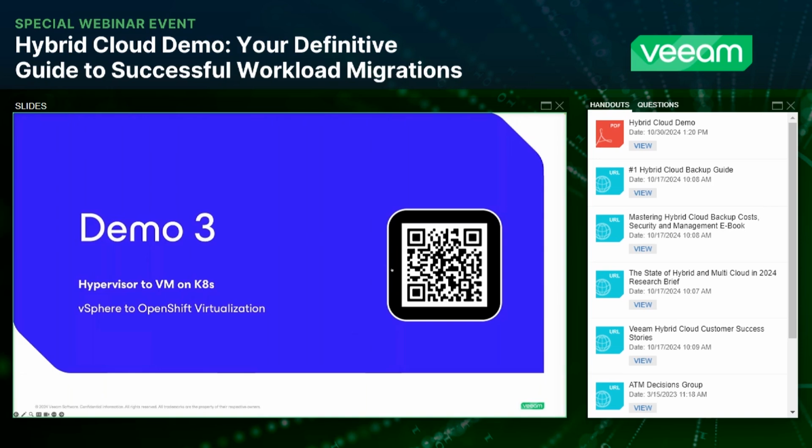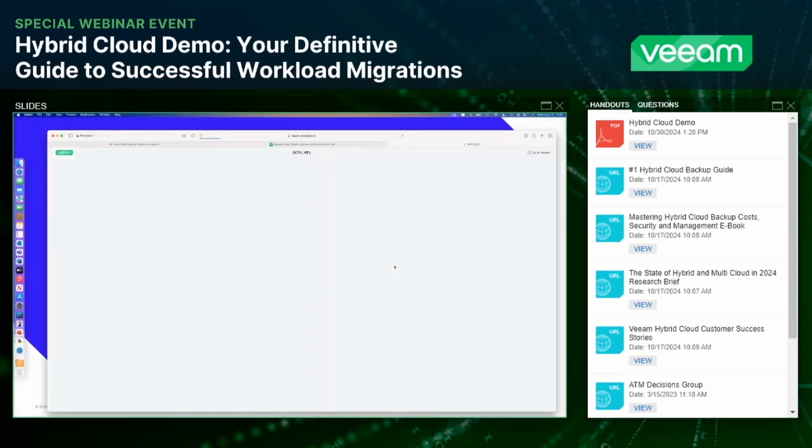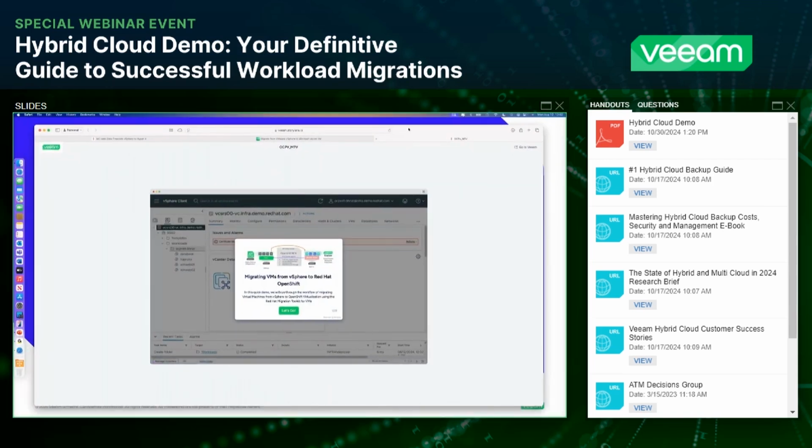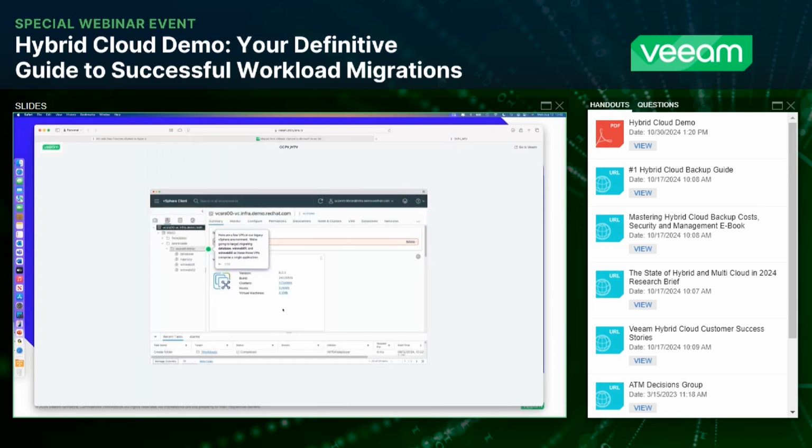Now, Veeam cannot do the migration here. So what I'm actually going to show you a demo of here is what's called the MTV tool. No, it's not a music channel. MTV is Red Hat's migration tool to get you, again, from, in this case, vSphere to Hyper-V. So let's go through and run through this one just to, again, show you how easy it is.